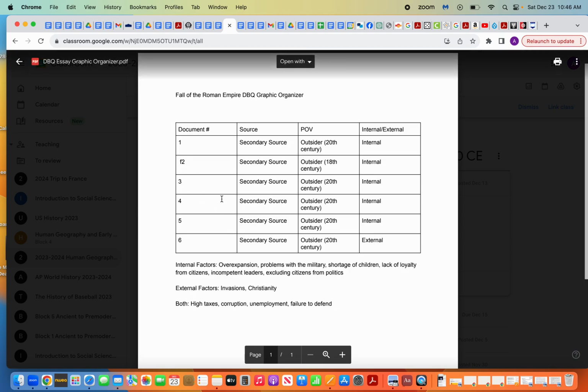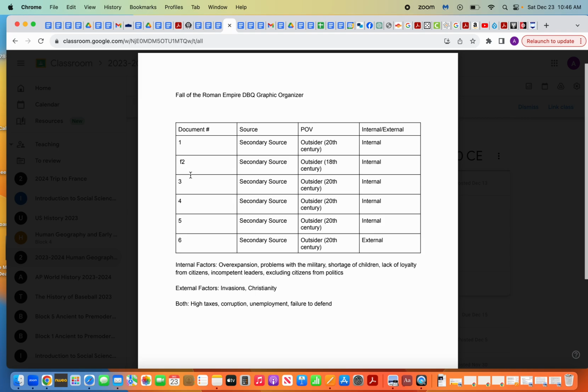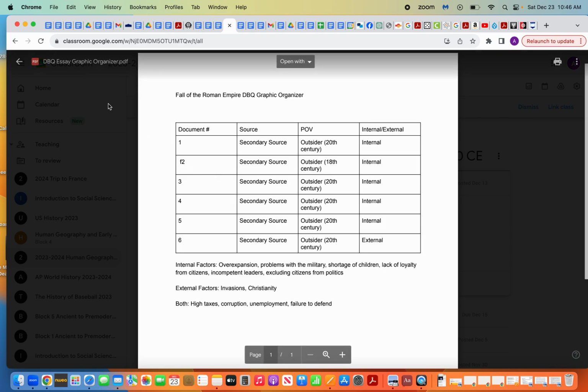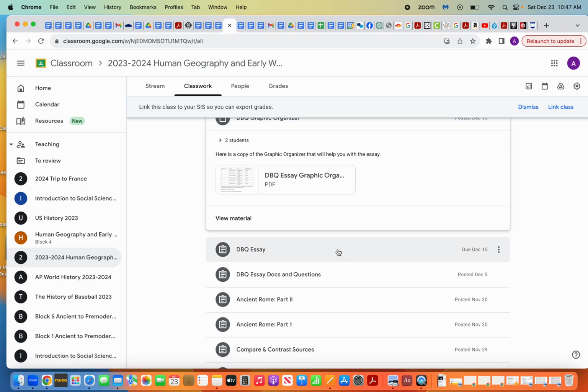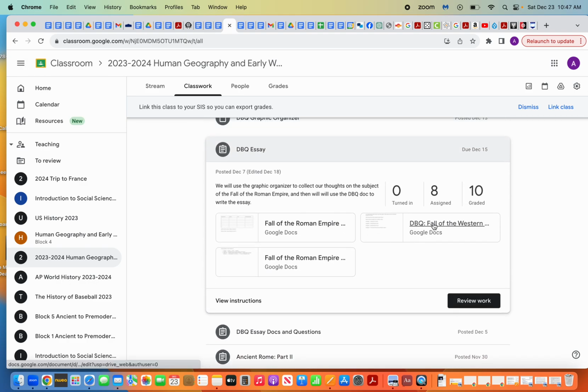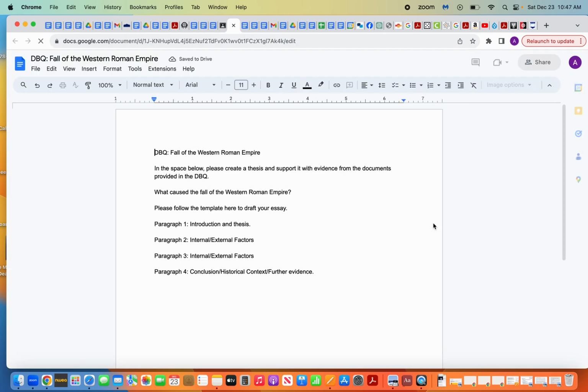So again, we have this document that you all focused on. This is just basically a PDF of many of the things we talked about in class. So when you get to the essay, we also talked about the layout for the essay itself. You're going to create and talk about what caused the empire to fall. Your introduction and thesis will start things off. Then you'll focus on internal and external factors in paragraph 2. You'll focus on internal and external factors in paragraph 3.